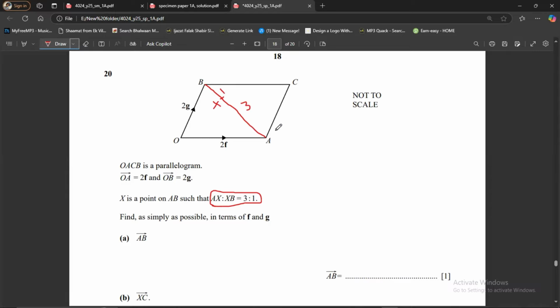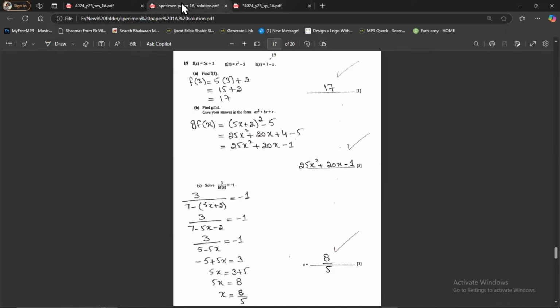So from A, I will go to O. From O, I will go to B. We say we make a bridge, a bypass. From A, go to O. From O, go to B, because I know these sides. So A to O will be minus 2F. O to B will be positive 2G.